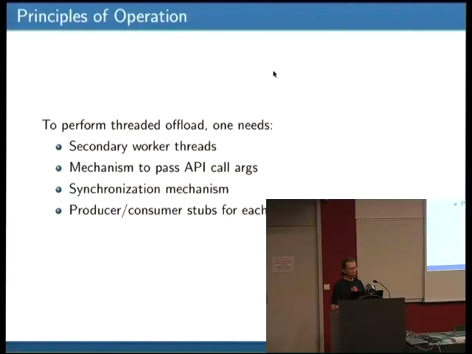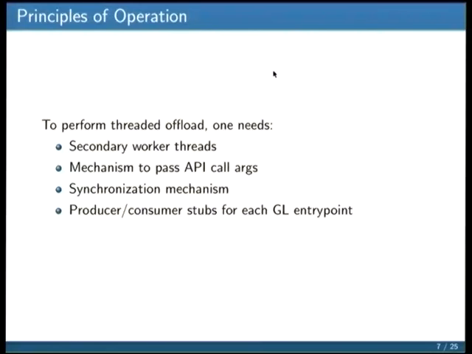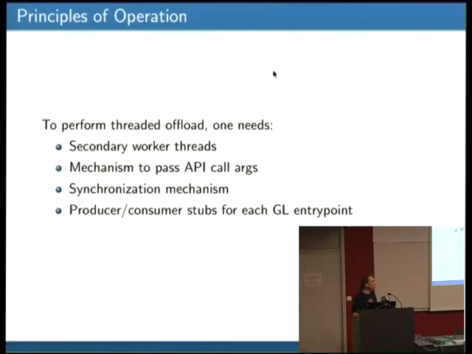So what I'm going to explain in the next slides is how the implementation is structured. So it needs at least one secondary thread to actually perform the OpenGL work, some mechanism to pass function IDs and arguments to that thread, a way to synchronize when you need to wait for it to catch up and so on, and how the actual OpenGL calls are being made.